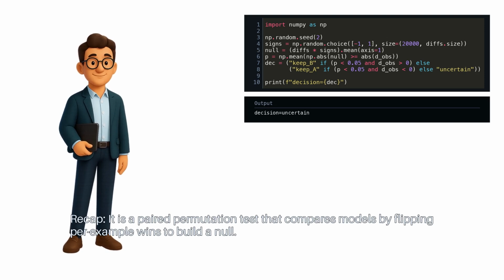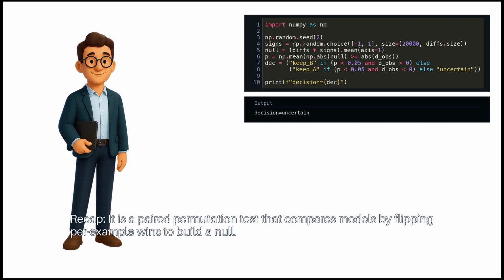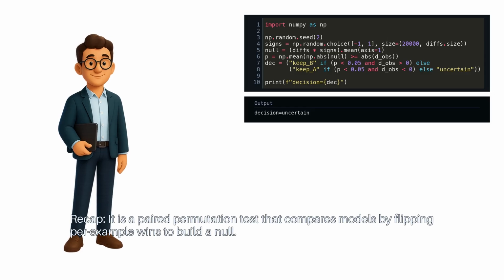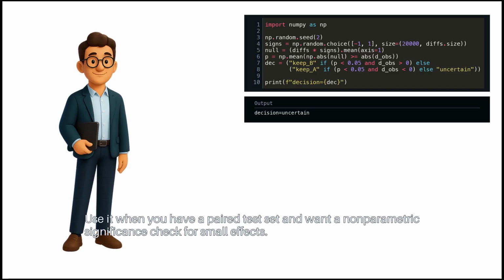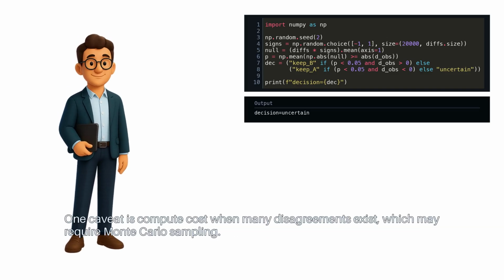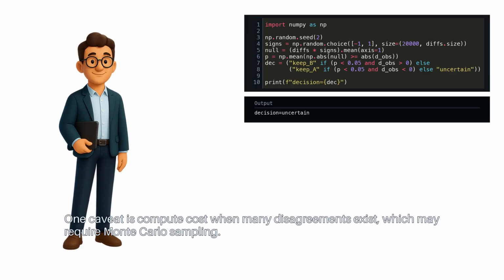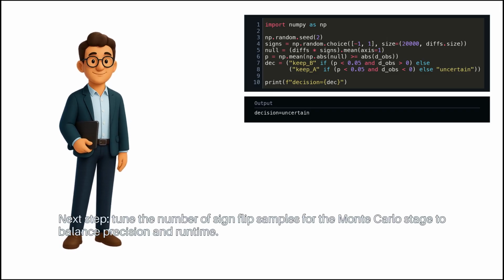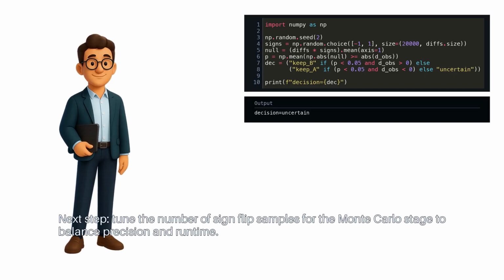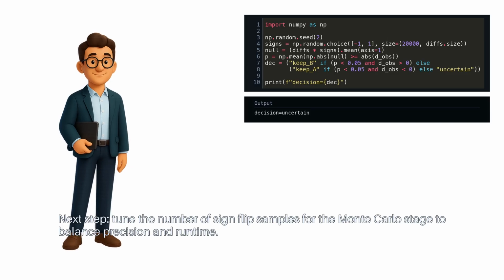Recap: it is a paired permutation test that compares models by flipping per example wins to build a null. Use it when you have a paired test set and want a non-parametric significance check for small effects. One caveat is compute cost when many disagreements exist, which may require Monte Carlo sampling. Next step: tune the number of sign flip samples for the Monte Carlo stage to balance precision and runtime.